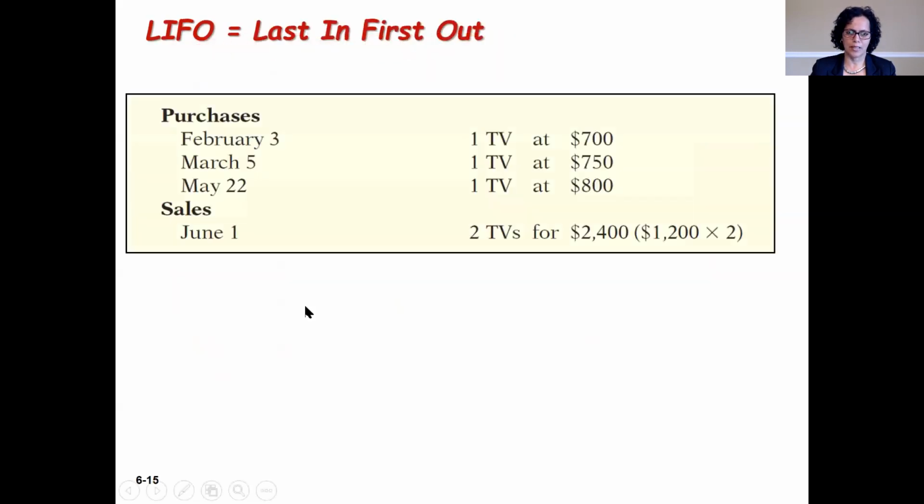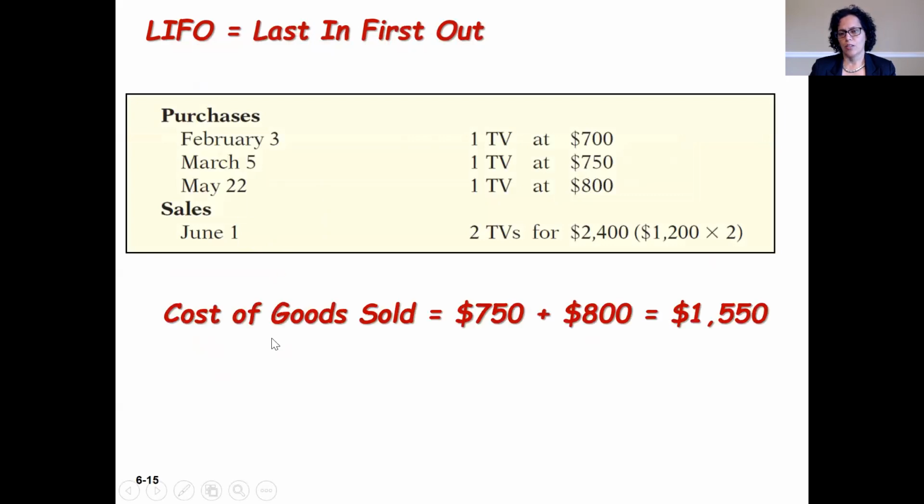Okay, let's go back to our example again. I have 3 purchases, and then on June 1st, I made a sale of 2 units. I'm using last in, first out. Which ones did I sell first? I sold the TV I bought on May 22nd, and I sold the TV I bought on March 1st. At the end of the period, what's remaining with me? That old TV from Feb 3rd, it's still remaining with me. So cost of goods sold now is the $750 and $800, which becomes $1,550. And what's remaining with me? Ending inventory. That old TV, $700, is still there with me. Probably that value has gone down even more from that now.